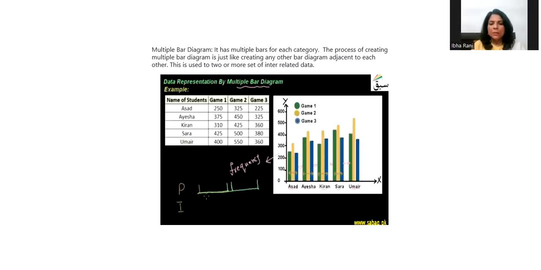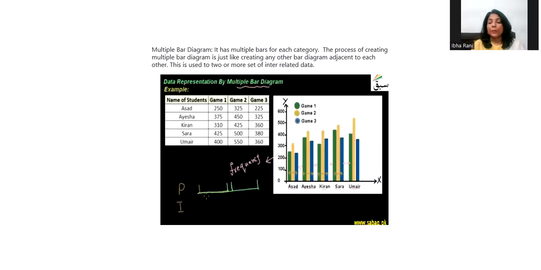So here the minimum may be 100. It ranged between 200 to 500 for some students. So we have to do the scaling, 0 to 100, 200, 300, 400, 500 and 600. Now coming to the first student, Asad, in game 1, he scored 250 points. So between 200 and 300, exactly the midpoint, 250 will be coming. Next in game 2, 325. So game 2 is a little above 300, 325. And in game 3, it will be 225.